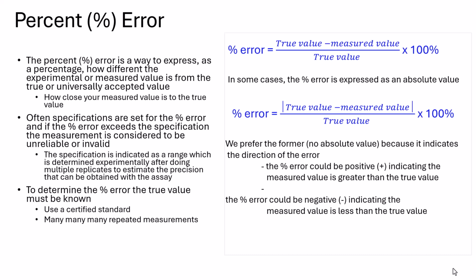Okay, the percent error could be positive, indicating the measured value is greater than the true value, or the percent error could be negative, indicating the measured value is less than the true value. So the direction, the sign, may actually provide a clue as to the source of the error. So I like to keep the sign in.